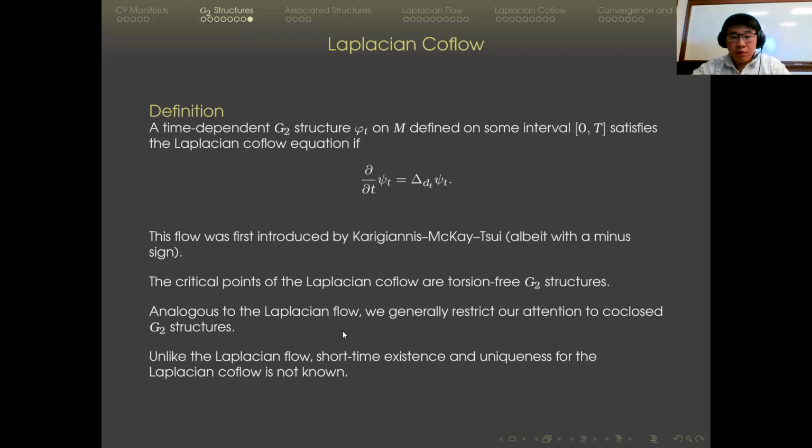Everything else is pretty analogous to the Laplacian flow, but the only thing is that unlike the Laplacian flow, we don't have short-time existence and uniqueness. The proof method that Bryant and Xu used doesn't hold up exactly. What we get when we try and do the same thing is that we get some extra term that is some obstruction in some sense. So there's a modified Laplacian coflow that adds the extra term away. That one has short-time existence and uniqueness, but it introduces new critical points instead.